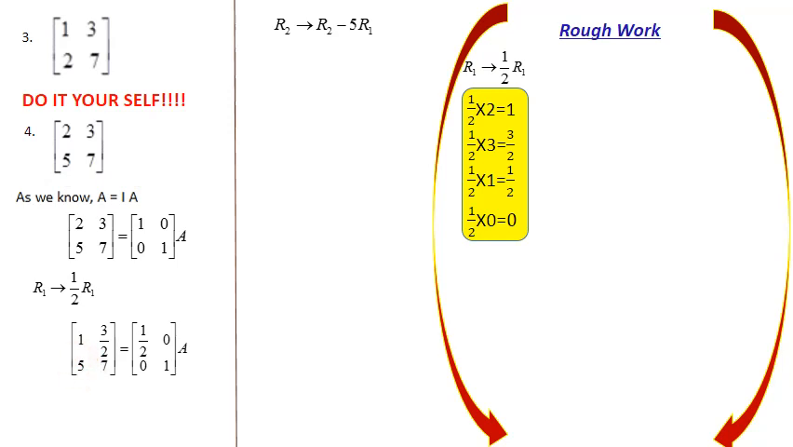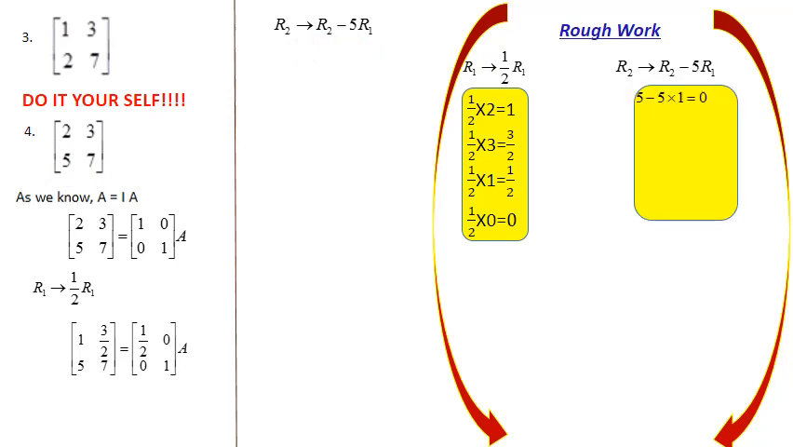The operation is R2 minus 5 R1. Since 5 is there, if there is another 5 and we subtract, then this becomes 0. Here 1 is there; you multiply this 1 with 5, that means R1 with 5, then subtract it. You will get this element 0. That is what is written: R2 gives R2 minus 5 R1.